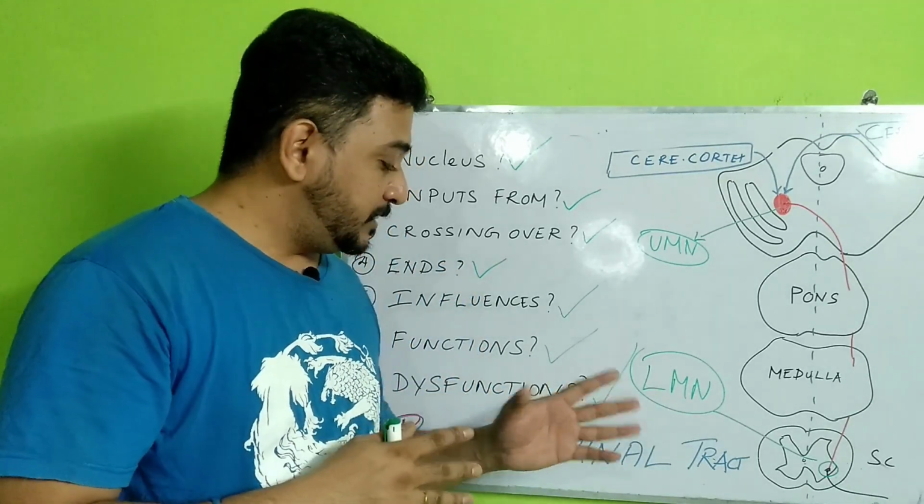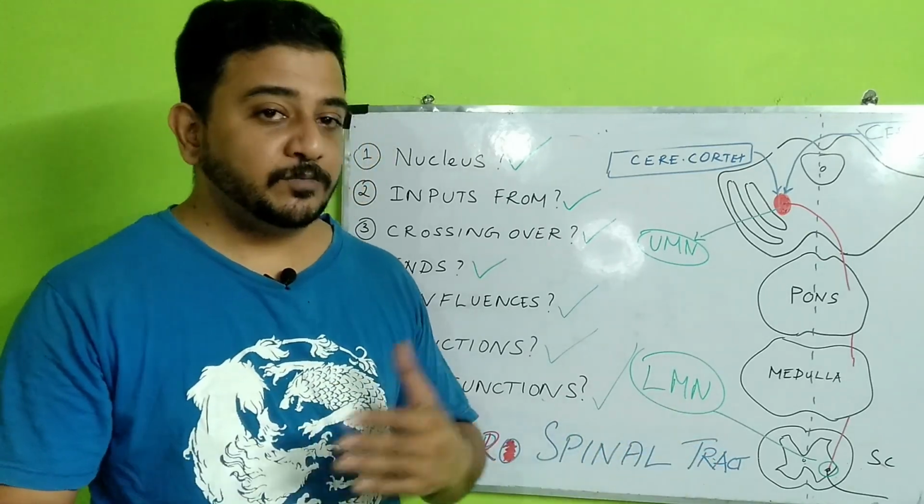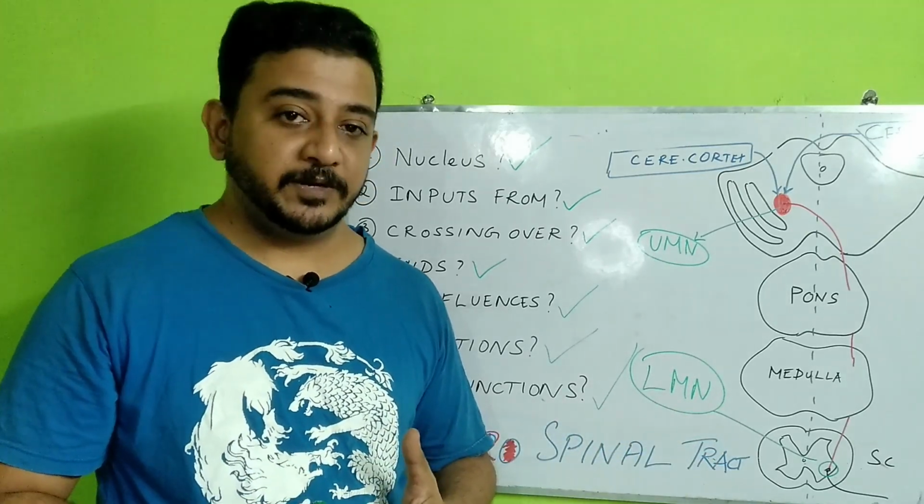So with this, the important tract, the rubrospinal tract, is complete. Tomorrow I am coming up with one more extrapyramidal tract.